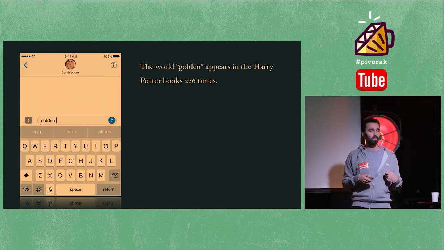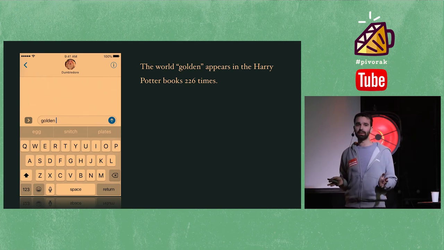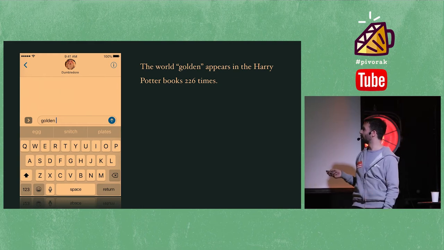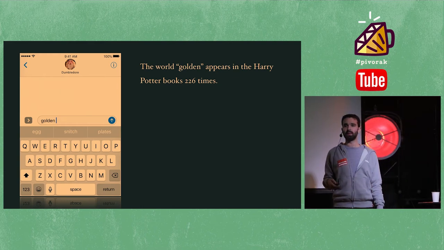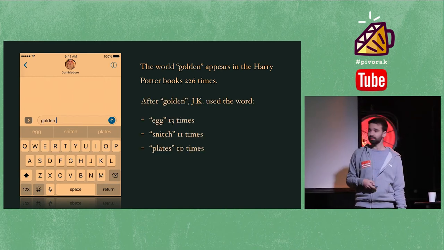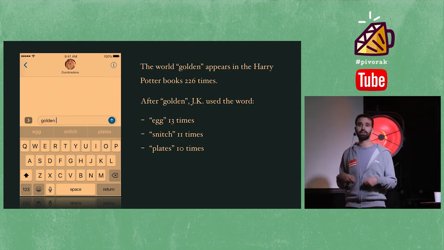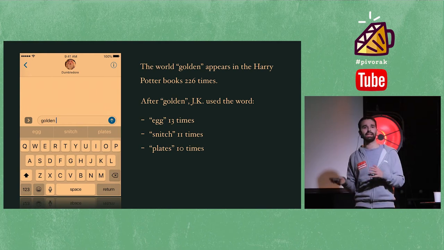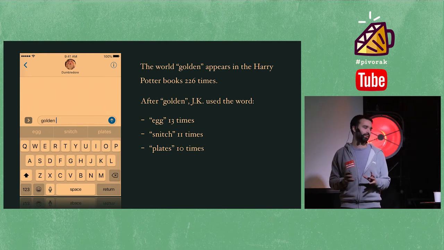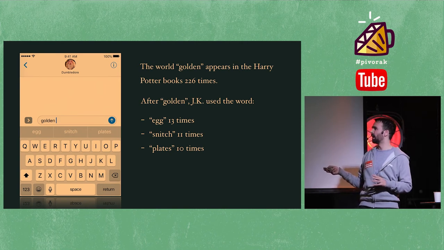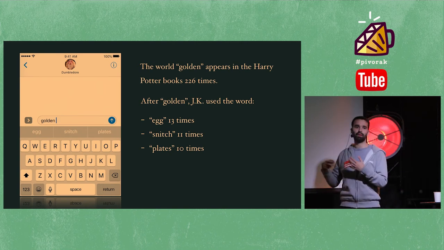Now, what's really interesting is we can do that for any kind of language. So I can take the Harry Potter books, and I can take any word in the Harry Potter books, like the word golden, and I can look at all the words that appear after golden in the Harry Potter books. For example, the number one word that follows golden is egg. So golden egg, that phrase, appears 13 times. Golden snitch, which is like a Quidditch ball, for those of you who don't know, appears 11 times. So taking the same idea on this imaginary Harry Potter phone, if we type the word golden, our suggestions would be egg and snitch, and then after that is plates and so on.